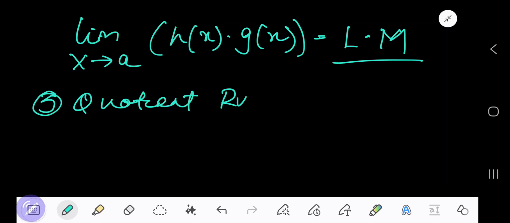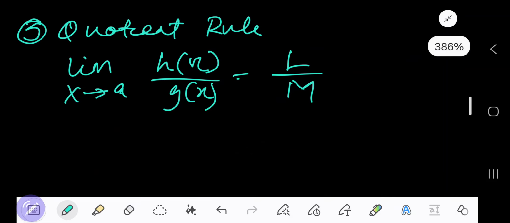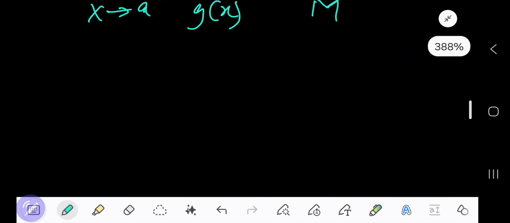The quotient rule. What does the quotient rule state? Again, I think it can be pretty obvious by the name. The limit as x approaches a of h of x over g of x is equal to L over m. And that's it. Our next rule is called the power rule.